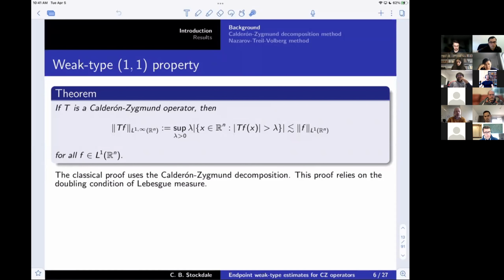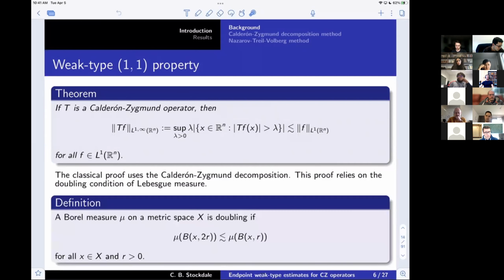So let's talk about how this is proved. Classically, it's proved using a method called the Calderón-Zygmund decomposition, which relies crucially on the doubling condition of Lebesgue measure. So what does that mean? In general, if you have a metric measure space X with a Borel measure mu on it, we say that it's doubling if the measure of an inflated ball, say twice the radius, is comparable to the measure of the original ball. So clearly, the inequality going the opposite direction is always true because of just set containments.